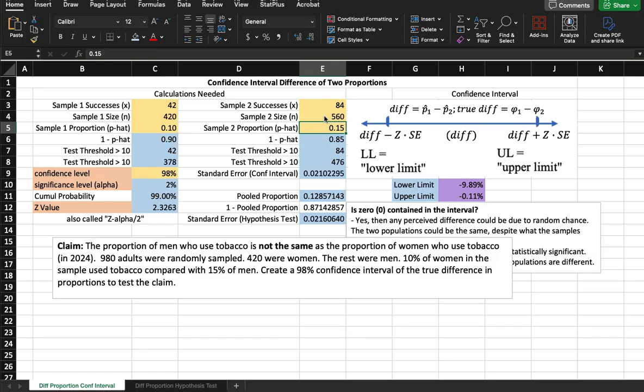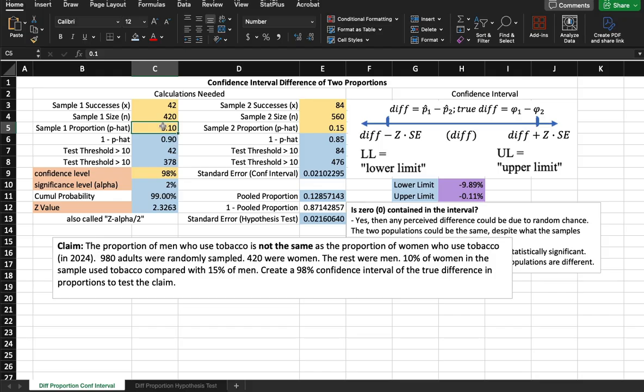Okay, so together you have 420 and 560. That should add up to our 980. Next are our p hats, because it says 10% of women in the sample use tobacco. So that 10% is what we call a p hat, and that is a sample proportion, and that number was typed into cell C5.